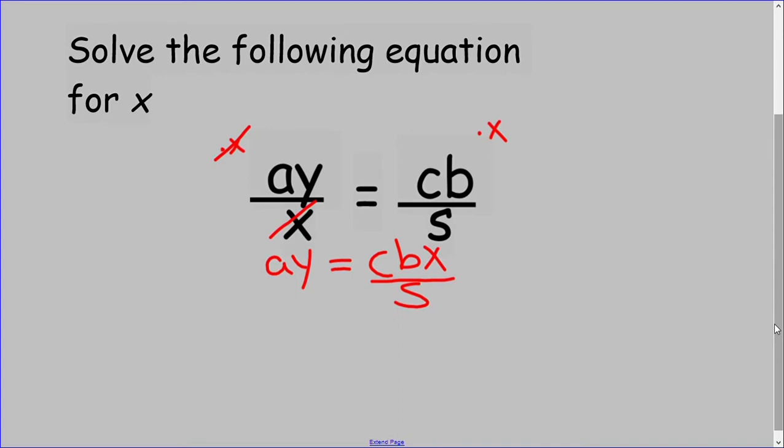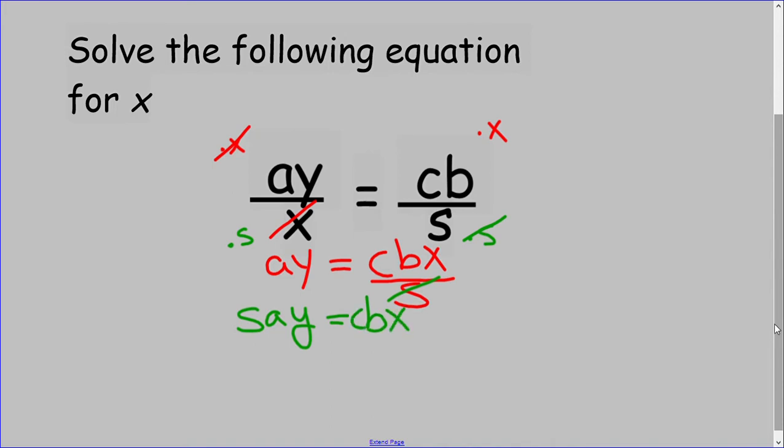Now do the same step again with the fraction. We have a division by S in this case. So now I'm going to do the opposite and multiply by S. That's going to give me S times A times Y on the left. And hopefully you can see that S divided by S reduces down to 1, so it gets rid of the fraction, which is what we're aiming to do. And that gives me C times B times X on the right.